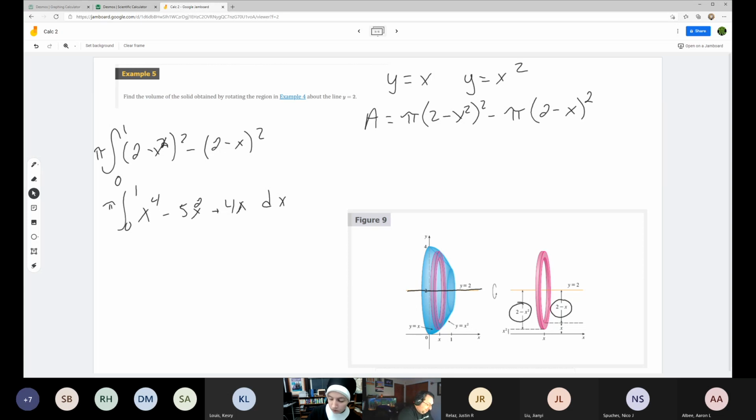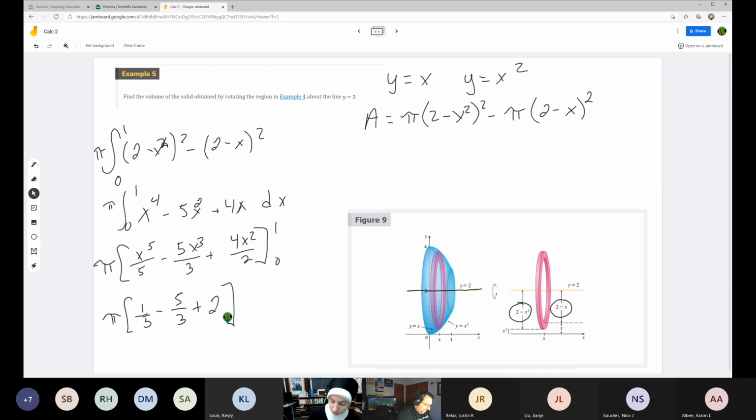All right, so we're going to do our integration for this, and we get pi times x to the 5th over 5 minus 5x to the 3rd over 3 plus 4x squared over 2, which yes would reduce to just 2x squared. Now we're doing it from 0 to 1. So I've got 1/5 minus 5/3 plus 2. The zeros cancel everything out. So my final answer is 8 pi over 15.